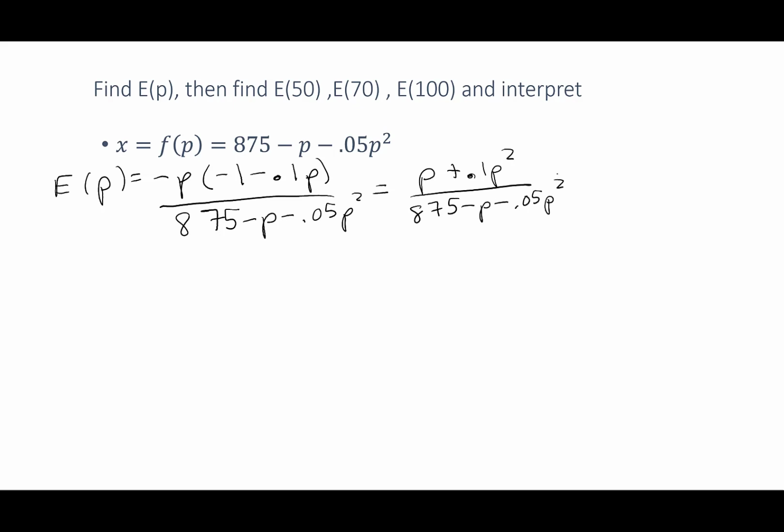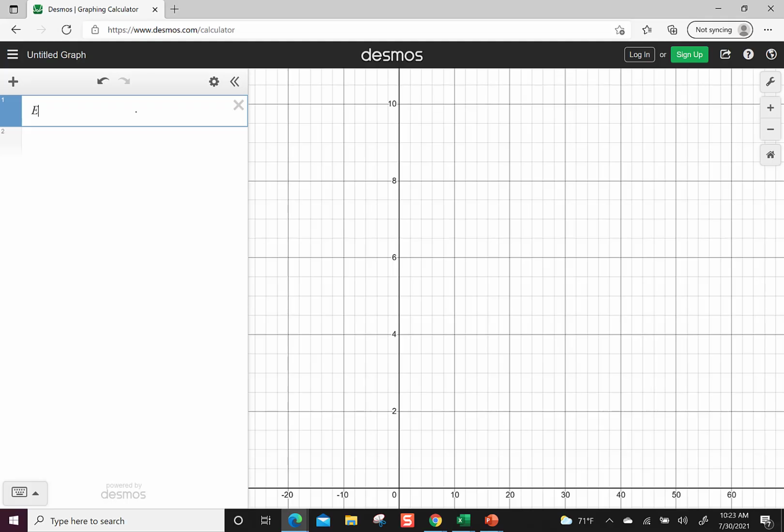Okay. Now we want to find E of 50, E of 70, and E of 100. Because we're going to do this 3 times, let's plug that into Desmos, not do all the work by ourselves, and see what we get, and we'll write the answers back over here. I'm going to call this E of x.